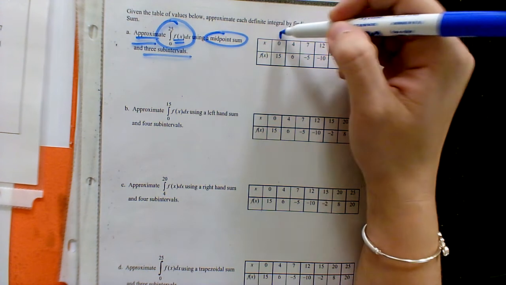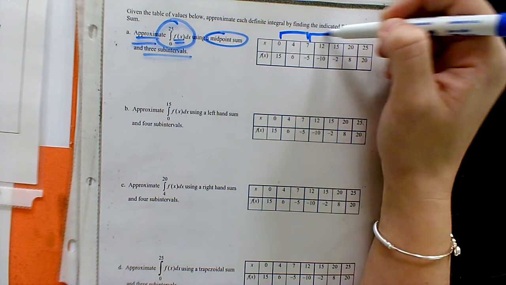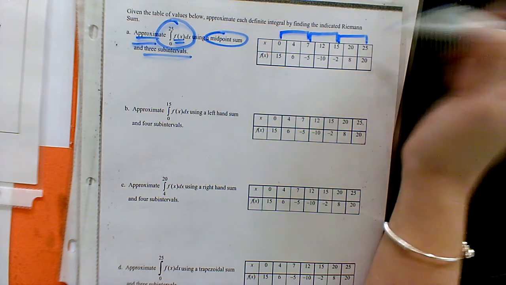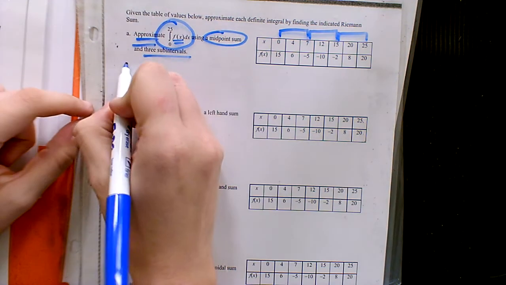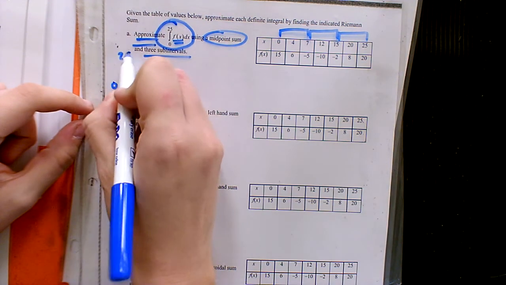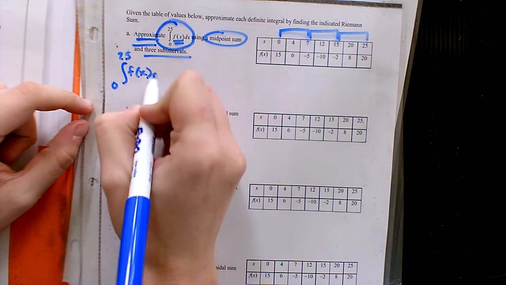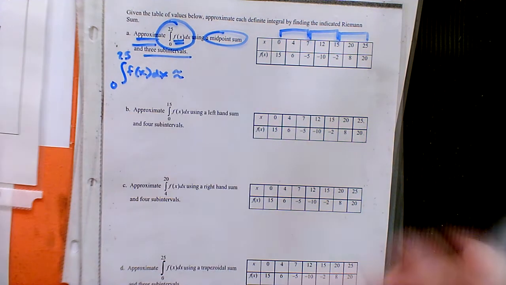Yeah? 0 to 7, okay. 7 to 15, yep, and 15 to 25. There we go. Okay, where one ends, the next one begins. So the integral from 0 to 25 of f of x dx is approximately.